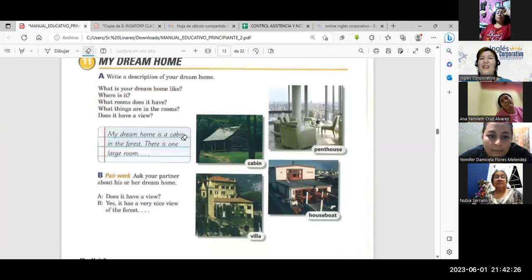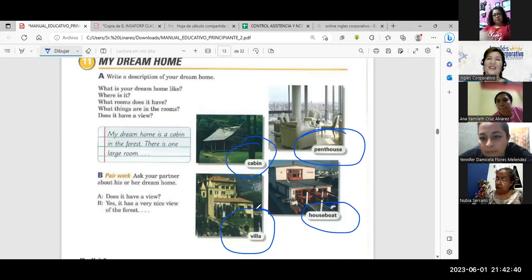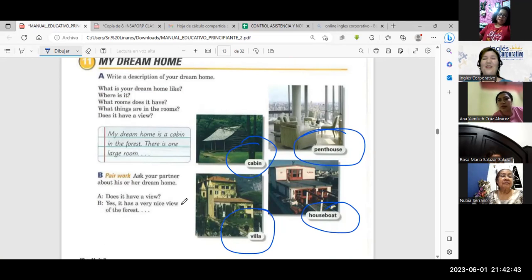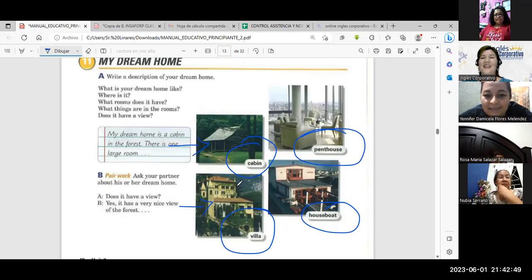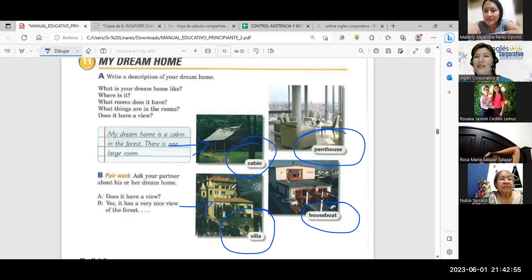I have here four different houses. I have a cabin. I have a penthouse. I have a houseboat, or I have a village. Which one would you prefer? The village. I will go to the village as well. The cabin. I live in a cabin. You live in a cabin? Yes. Oh, how beautiful. Ha de ser super fresco. Well, you live in El Salvador, definitely.